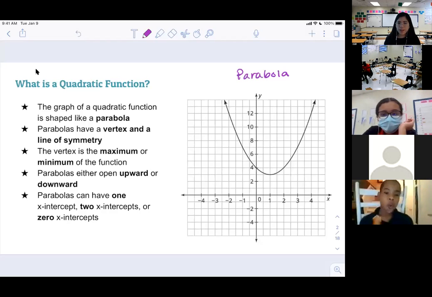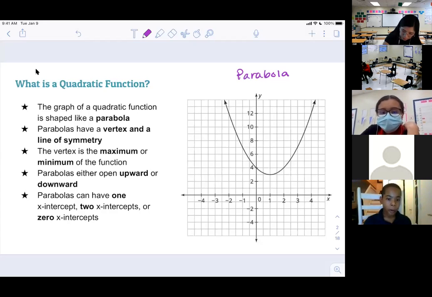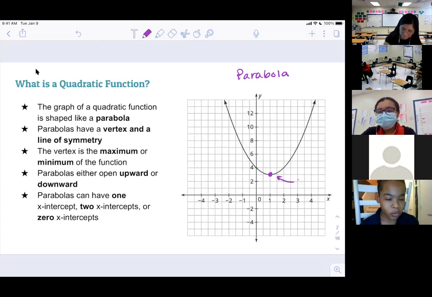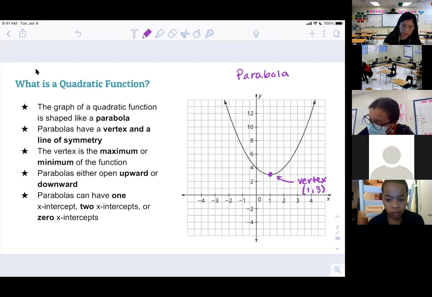Okay, so who can identify the vertex of this parabola? Is it 1? It's going to be a coordinate point. Good, Emily. 1, 3 right here. The tippity bottom, remember that? 1, 3.